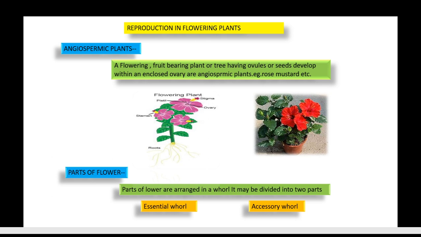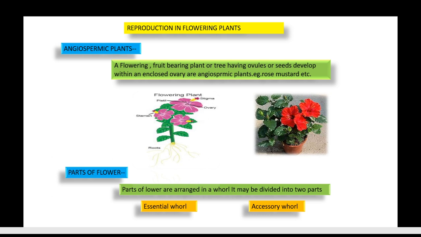You can see in the PPT, which I have written, what is an angiospermic plant? I have written here that a flowering, fruit bearing plant or tree having ovules or seeds developed within an enclosed ovary is an angiospermic plant, as in the case of rose, mustard, hibiscus, etc.